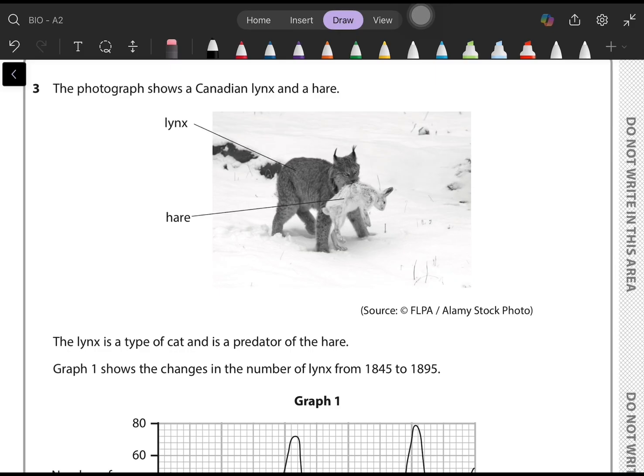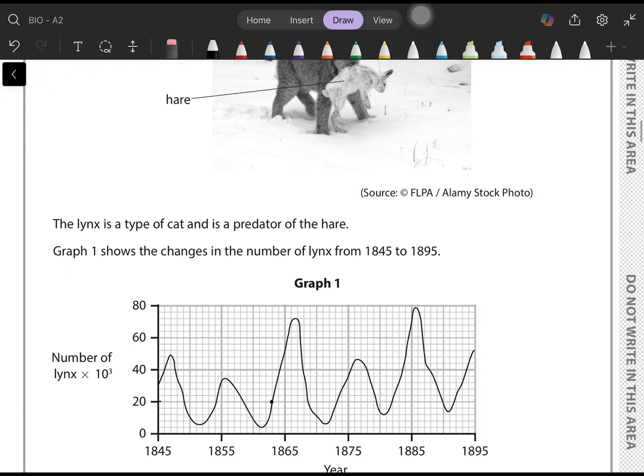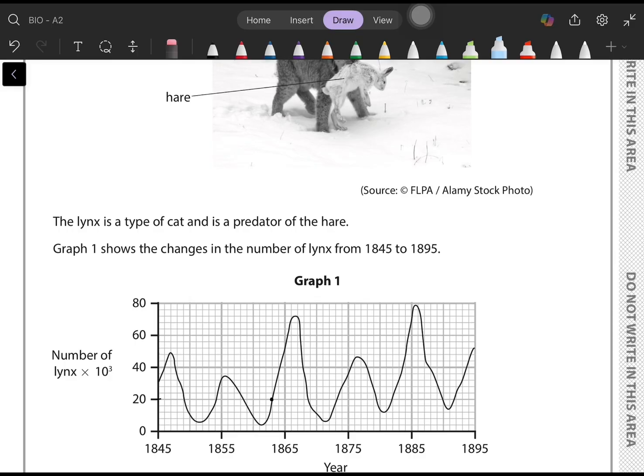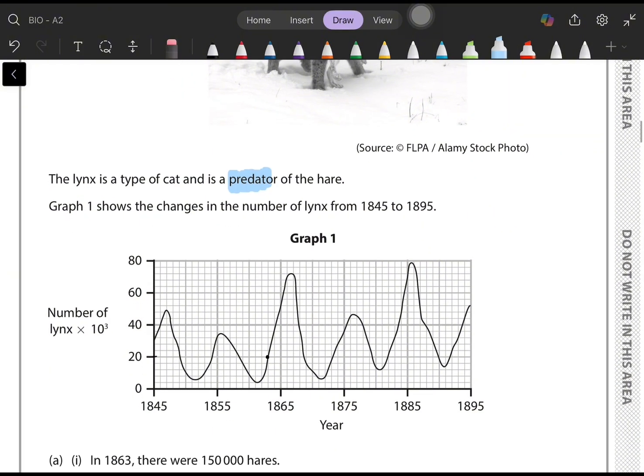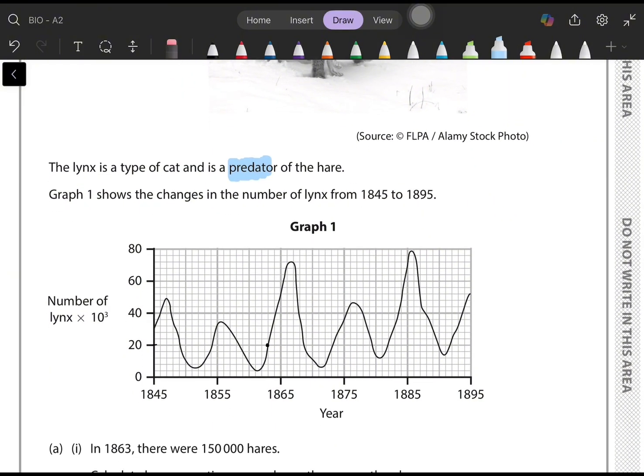The photograph shows a Canadian lynx and hare. So this is the lynx and this is the hare. From this photograph, I can understand that this is going to be the predator and this is going to be the prey. The hare is going to be the prey. So let's move on. The lynx is a type of cat, and as I said, is a predator of the hare, and the hare is the prey. Graph 1 shows changes in the number of lynx from 1845 to 1895.